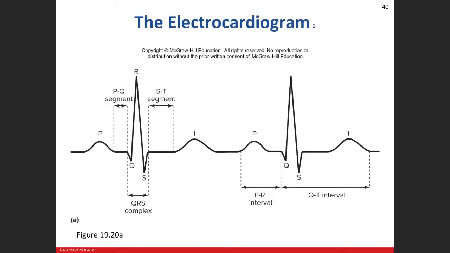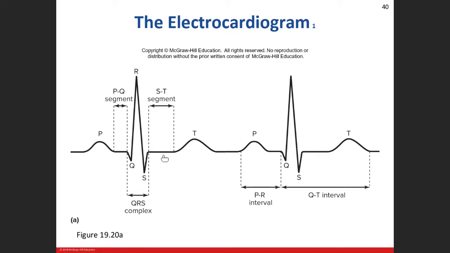So I'm going to come right back to this slide. Right here, this is the flat portion. That's no change. When you see a bump or a dip, there's a change in the electrical charge. But when it's on this horizon here, that's no change. So the PQ segment and the ST segment are going to be on this flat portion. There's no change in charge. No repolarization, no depolarization. But you're going to see contractions.